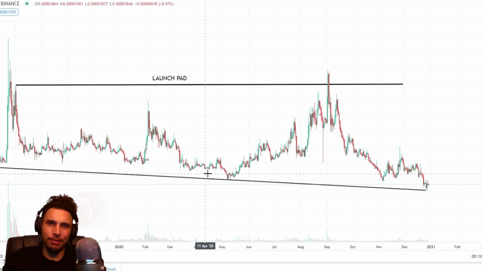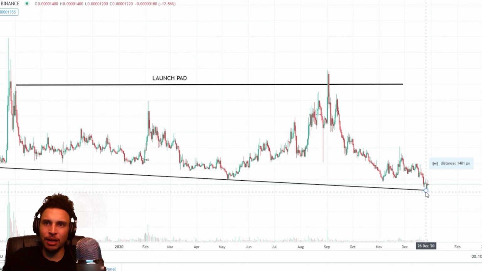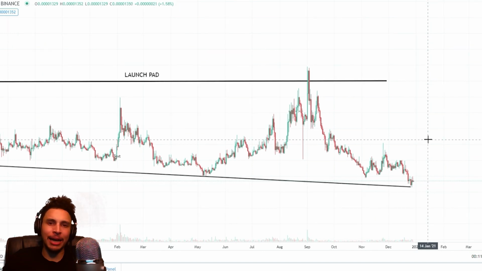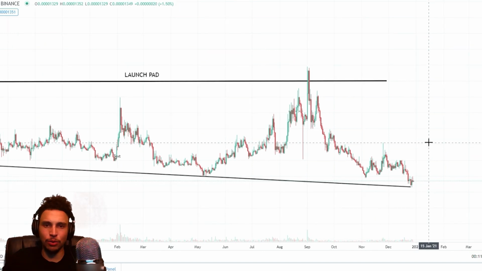The BTC pair is still making lower lows, and it made a lower low just as recently as December 26th of 2020. What happens next for the Wanchain BTC price is very important. I'm not anticipating Wanchain gaining in value against BTC probably until the first quarter of 2021.